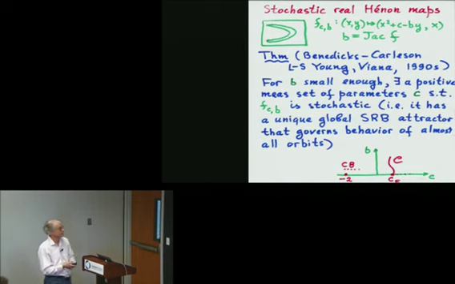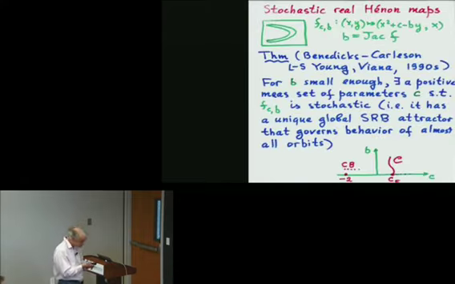And Benedicks and Carleson, followed by other people, proved that there is a set of parameters of positive measure such that the corresponding Hénon maps have an SRB attractor. This attractor, which was observed numerically, can actually be justified mathematically, at least for some very small Jacobians, and it governs the behavior of almost all points. I sort of depicted it here: here is the perturbed parameter, -2. It is a one-dimensional slice, and here there are these Benedicks-Carleson parameters of positive measure.